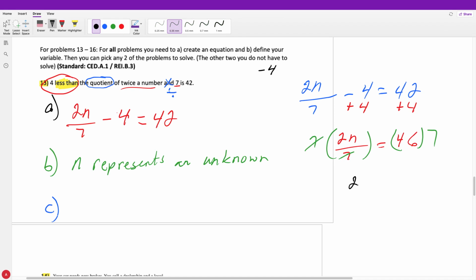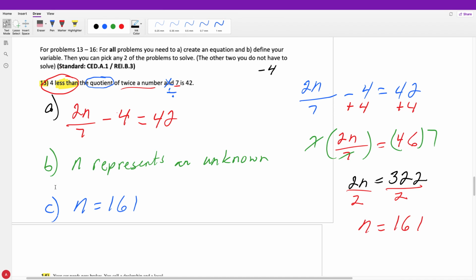And now I'm left with 2n is equal to 280 plus 42, which will then be 322. And then our last step is to divide each side by 2, and n is then equal to 161. So our answer for n would be n is equal to 161. And if you didn't decide to answer this one, it was fine. You didn't have to answer all of them. You only had to pick 2. All right, let's go ahead and do the last one before our mastery.